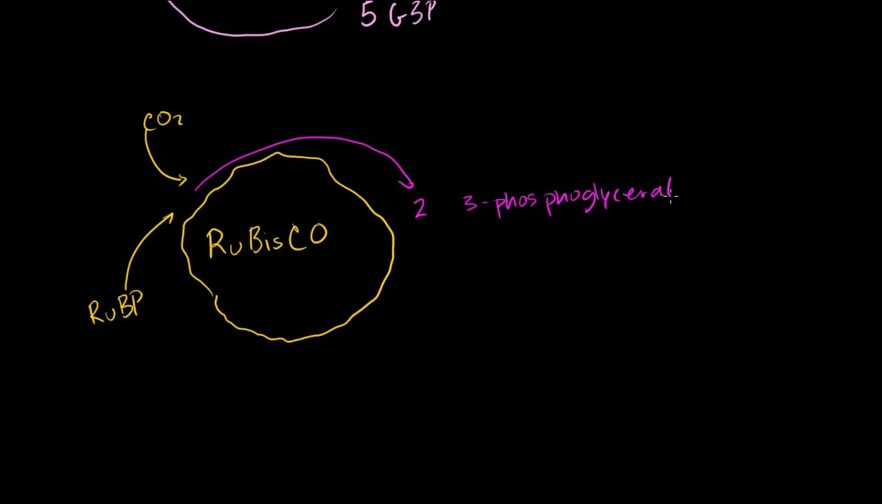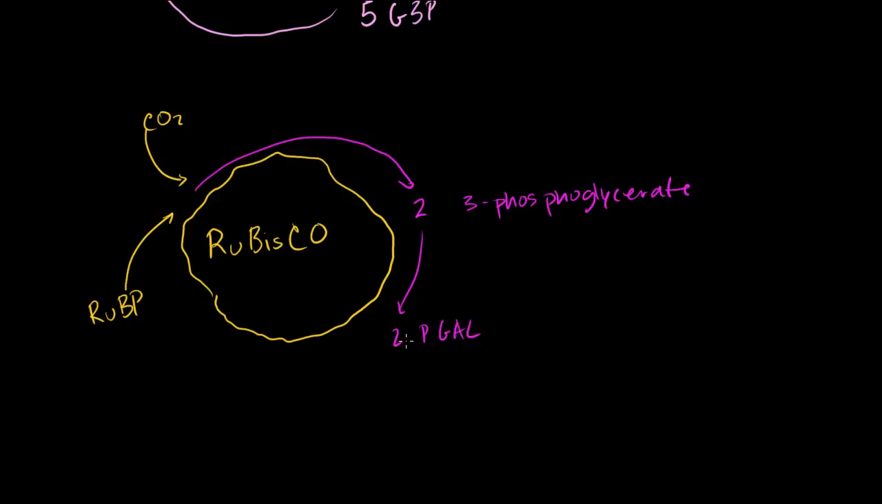Phosphoglycerate. Now, in the last video, I started with 3 of these and 3 of these, so I ended up with 6 of these. But for every one of these, you end up with 2 of these. This is the proper Calvin cycle. Then these turn into your phosphoglyceraldehydes, or P-GALs.